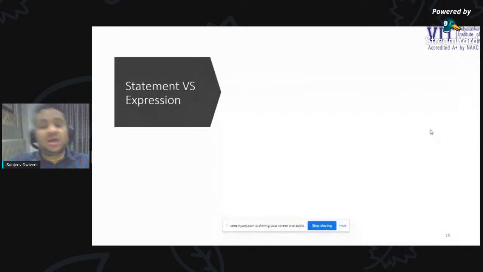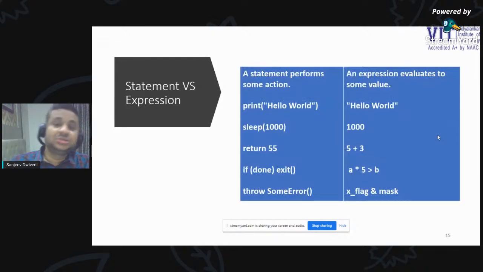Now, this is again very important. Like the way I said, the most prominent difference between OOP and functional is that in imperative we write programs in terms of statements, and in functional we try to write in expressions. See, what does a statement do? It performs some action. So it's like print, sleep, return, if, exit, throw some error. So these are some examples of statements.